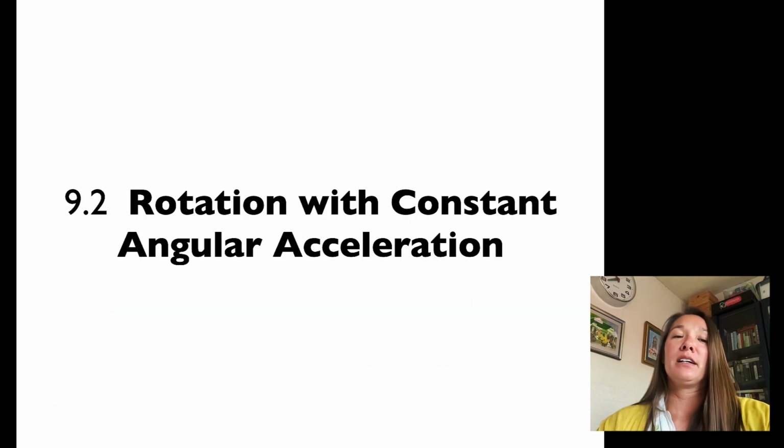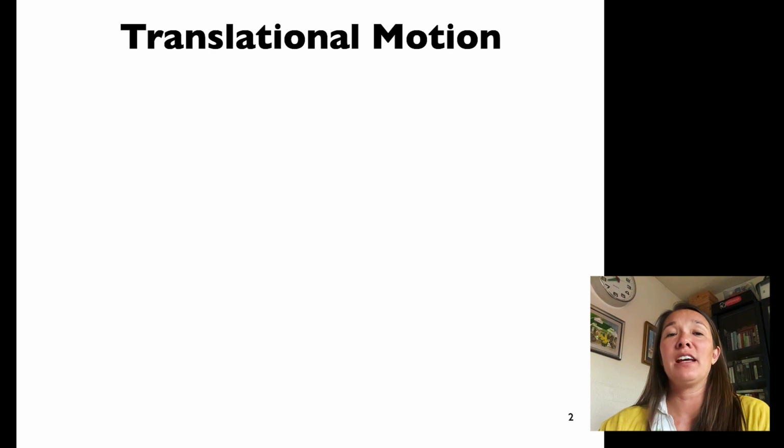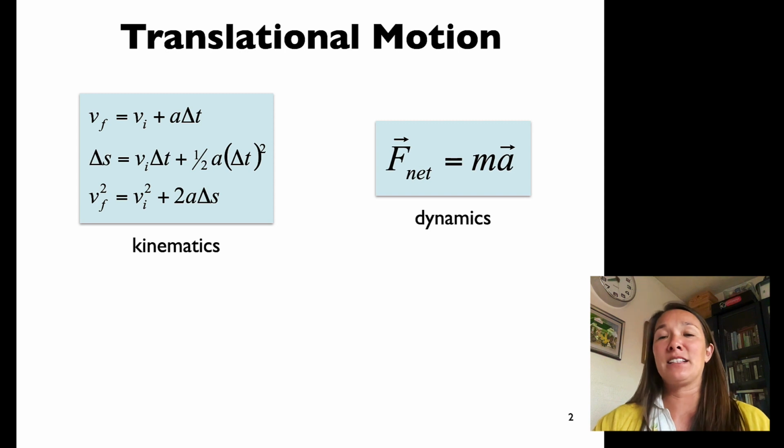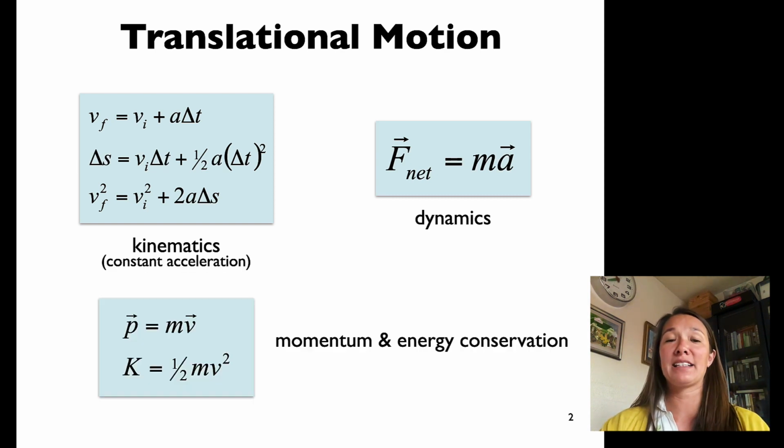Okay, so, going on to angular acceleration, just as a reminder, for translational motion, we have these kinematics equations. They come from the definition of acceleration, and if you have a constant acceleration, you can work backwards and get these three equations. We did that in the beginning of the semester. Dynamics is just force equals mass times acceleration. So if you have force that results in acceleration, that's described by the motion of kinematics. And then we've also talked about momentum and energy conservation.